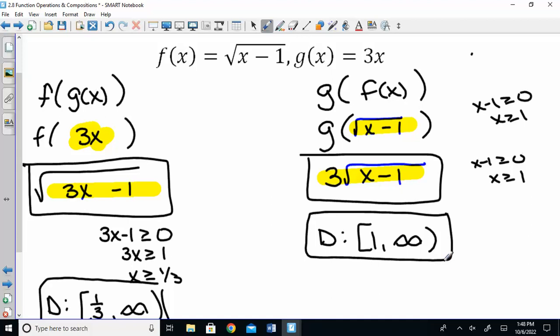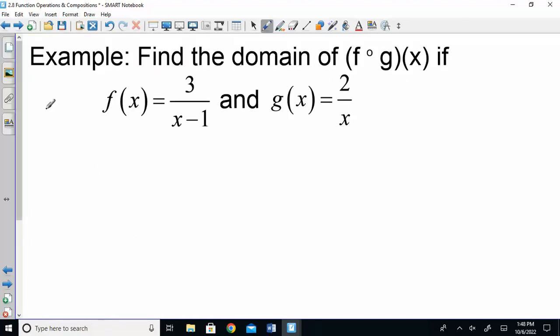Is this one okay? Let's try some more. Let's do one with some fractions.